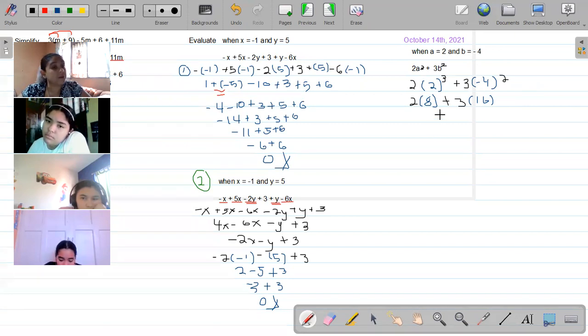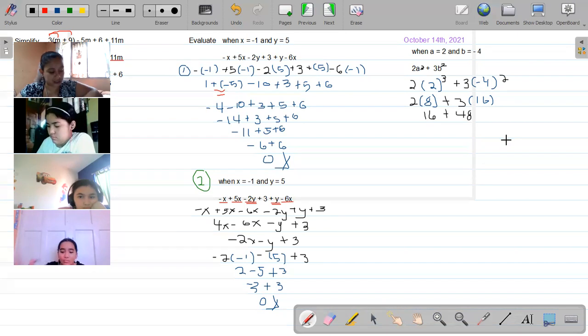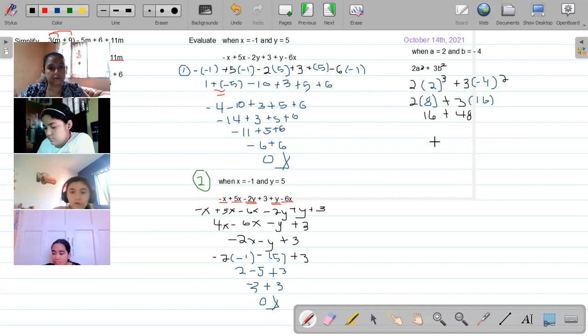Okay. Now we're going to do the multiplications, right? So 2 times 8, 16. 16 plus 3 times 16, 48. And now I'm going to add 16 plus 48. How much is 16 plus 48? 64, correct. And that is how we evaluate an expression that has exponents.